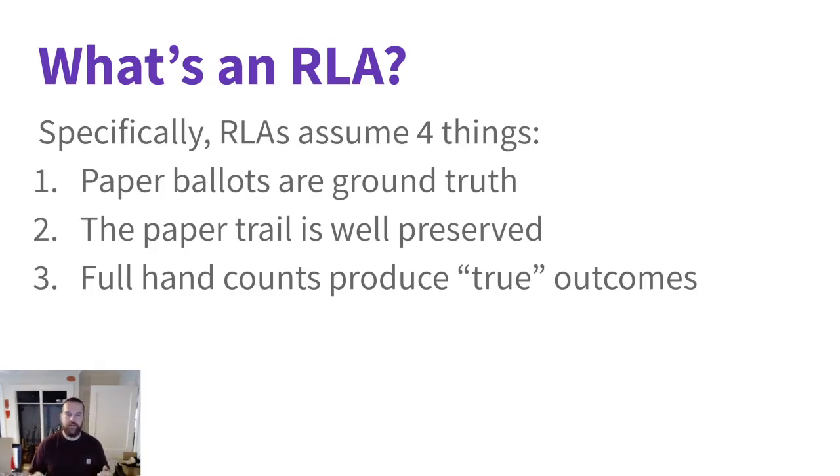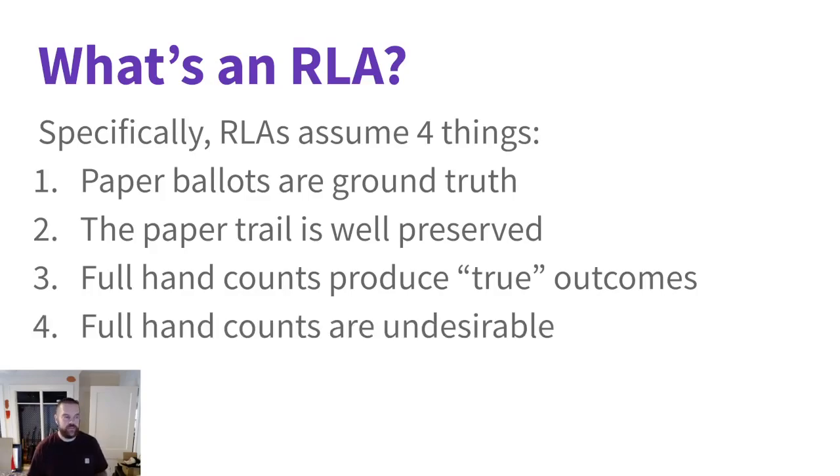That is, again, if we assume paper is ground truth and we assume that counting is correct, that hand counts are typically correct, then the outcome ought to be that the correct winner is announced. And finally, the last thing that RLAs assume is that full hand counts are undesirable, right?